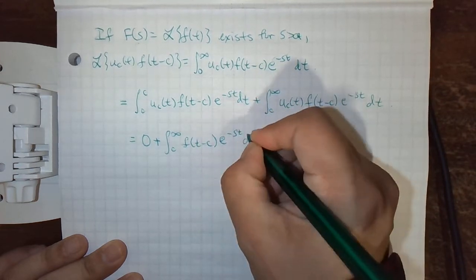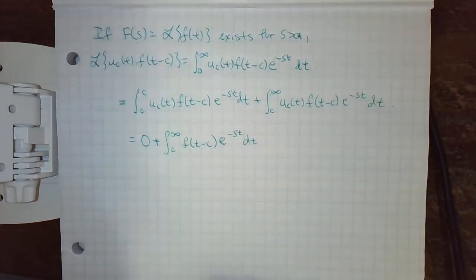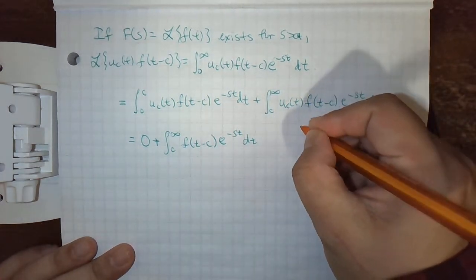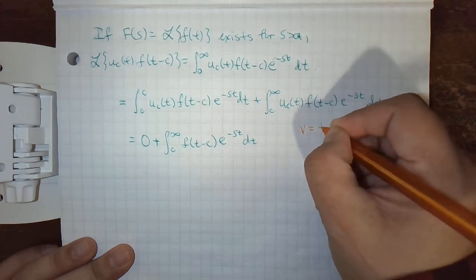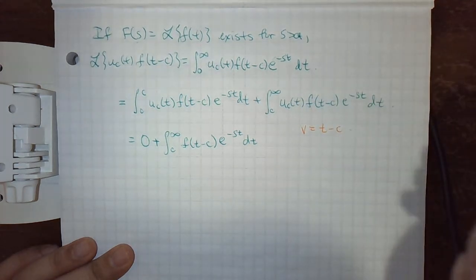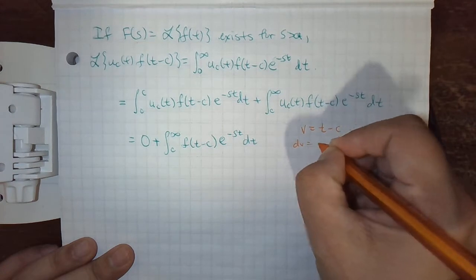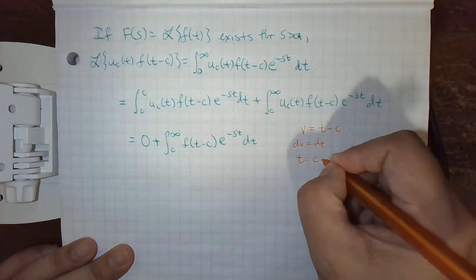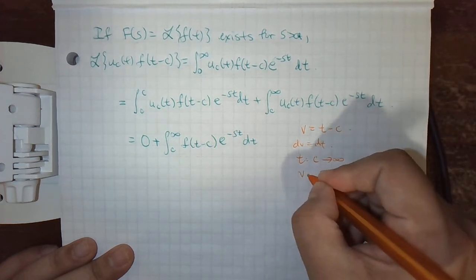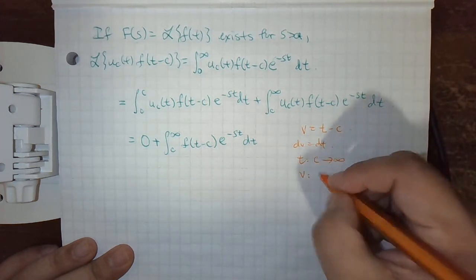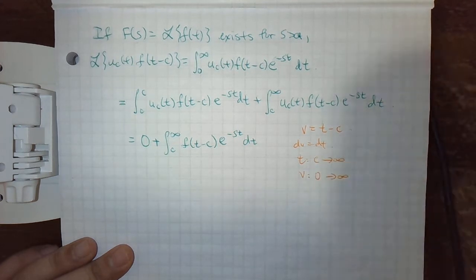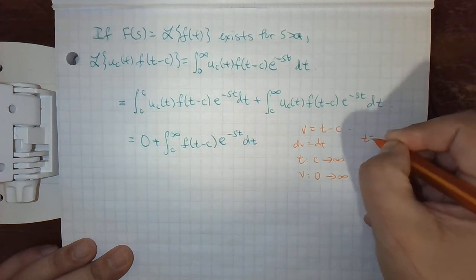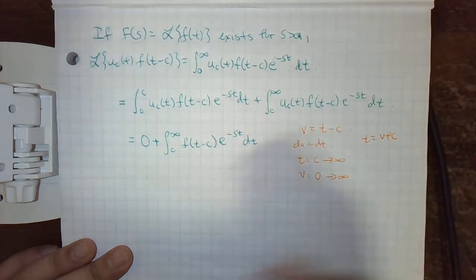And now I'm going to do something sneaky, and I'm going to switch variables. So a letter we haven't used yet is v. I'm going to let that be t minus c. What does that do? That means dv equals dt, so that's good. And as t goes from c to infinity, v goes from t minus c, right? So this is 0 to infinity. We can change the bounds. And then also we'll need this substitution, t equals v plus c. We just get that from this equation.